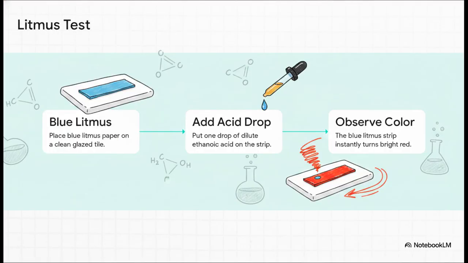If we want to verify these properties in the lab, we do a very simple litmus test. We just take a strip of blue litmus paper and place it on a clean glazed tile. Then, using a glass rod, we drop just one single drop of dilute ethanoic acid onto the paper. Instantly, right before your eyes, that blue litmus strip will turn a bright, vivid red, confidently proving its acidic nature.